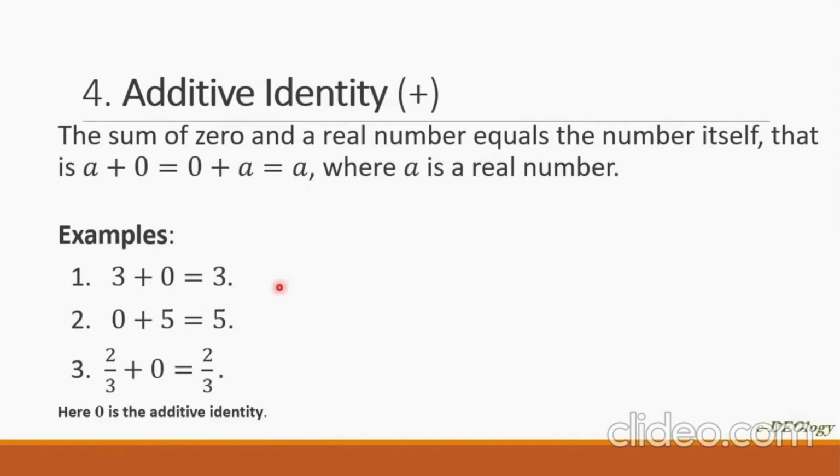We have three examples here. The first one is 3 plus 0 equals 3. Second example, 0 plus 5 equals 5. Third example, the fraction 2 over 3 plus 0 equals 2 over 3. Again, the number 0 is the additive identity.